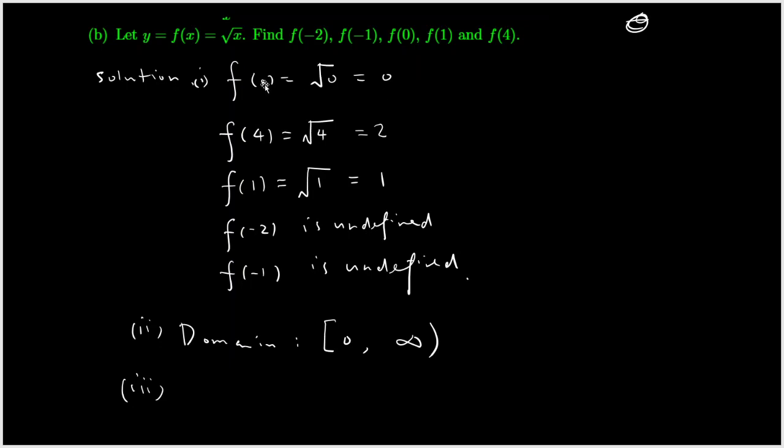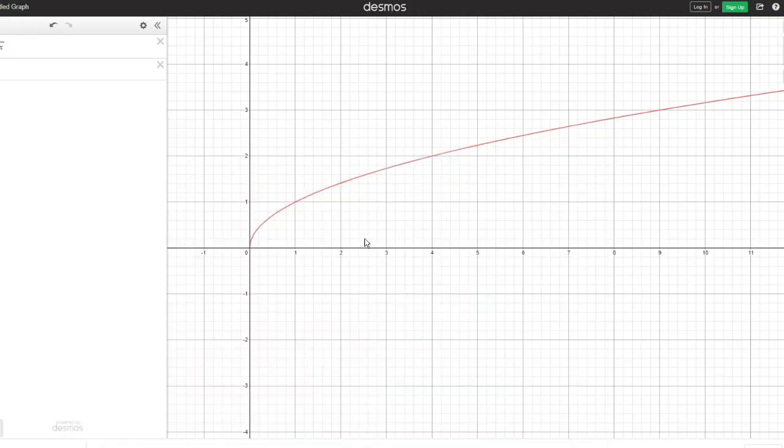The input is 0. That's the x coordinate. That's the y coordinate. 1, 1 is on the graph. 4, 2 is on the graph. I will show you. 1, 1 is that point, right? 4, 2 is that point. And 9, 3, I believe, is on the graph. You'll see that's the point with x coordinate of 9, y coordinate of 3, and so on. That is the graph of the function.